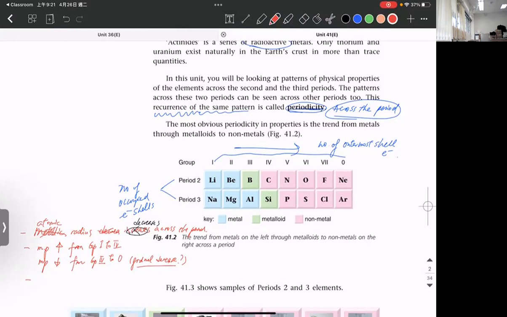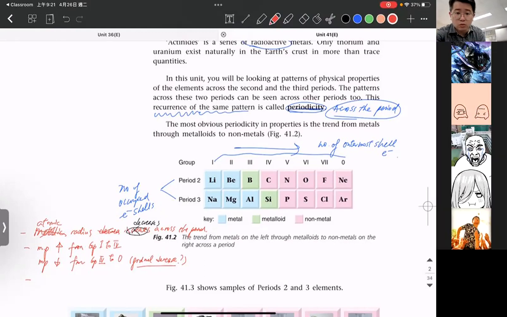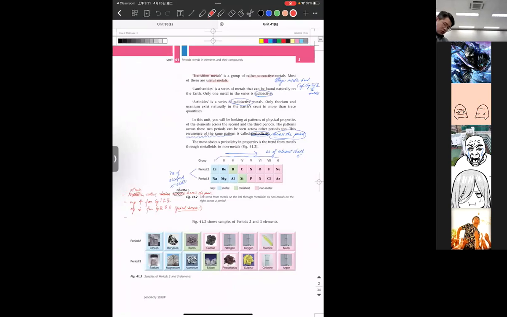係咪首先一開始係 metal 再變 metalloid，最後係 not metal，即係由左至右。 Okay, the pattern is from metals to non-metals, right? In between metal and non-metal, what is that? We call that transition metal. Non-metal. So here is transition metal, is it?